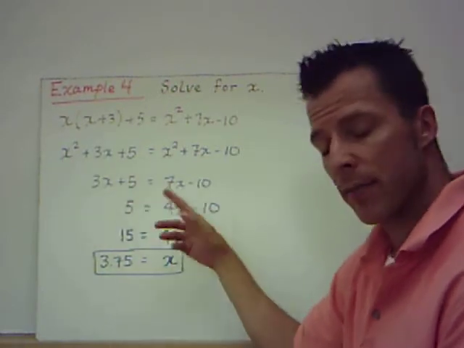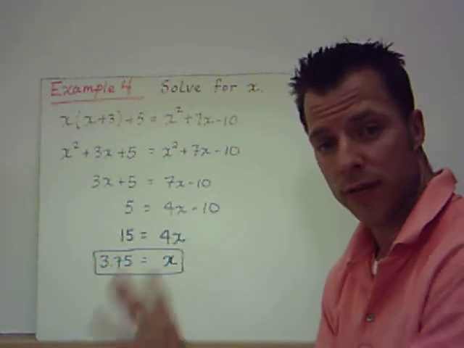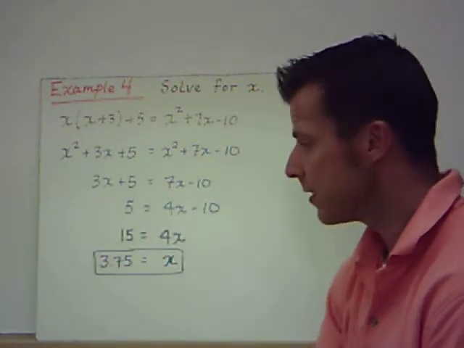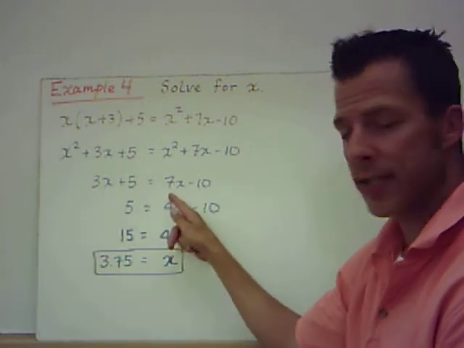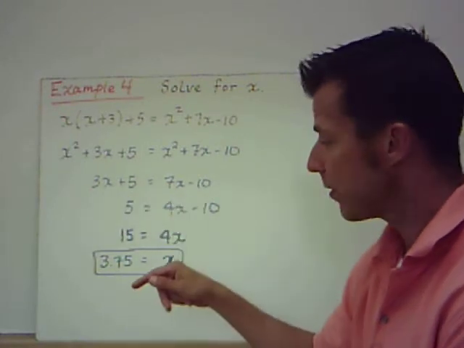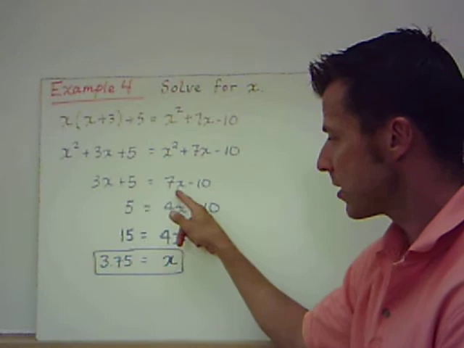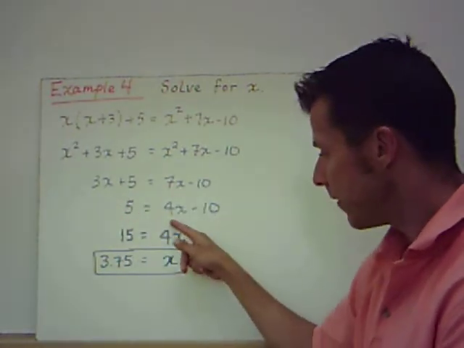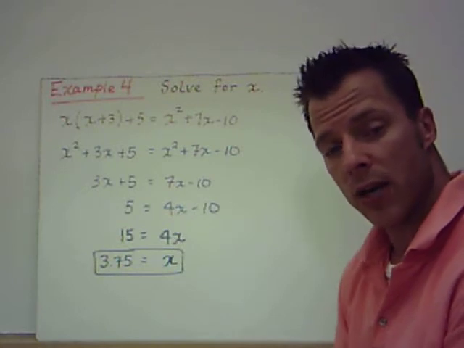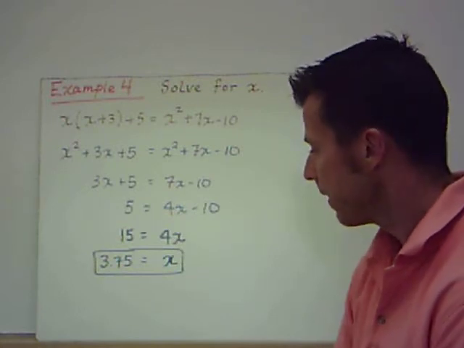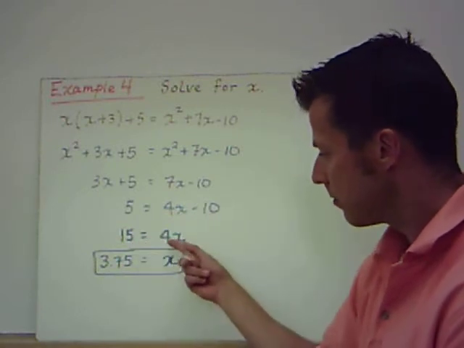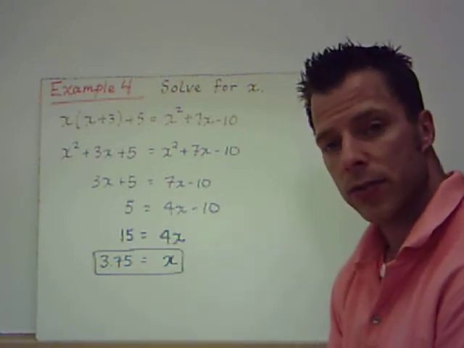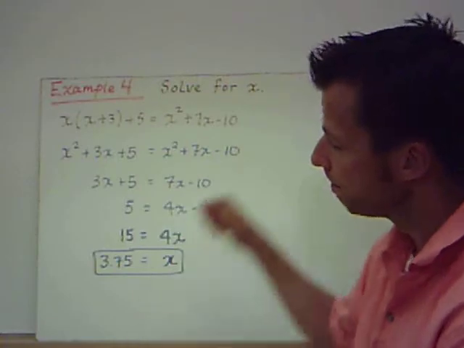So now look, I'm back to equation 1, the first example I did, example 1, where I had just variables on both sides. 3x is smaller than 7x, so work with that first. And we subtract 3x from both sides, and we're left with 5 equals 4x minus 10. The variable is isolated, meaning it's on one side by itself. Add 10 to both sides, and divide each side by 4, and we're left with x is equal to 3.75.